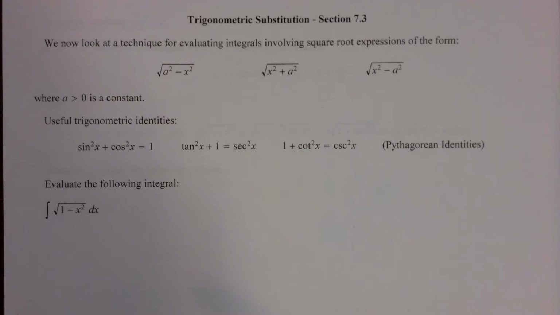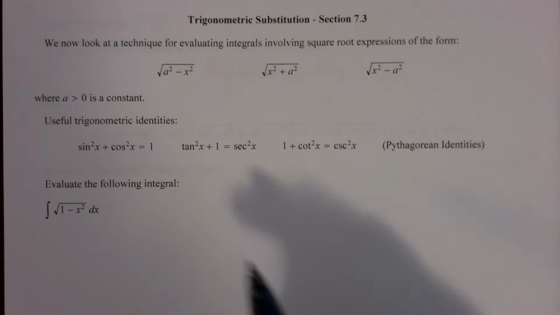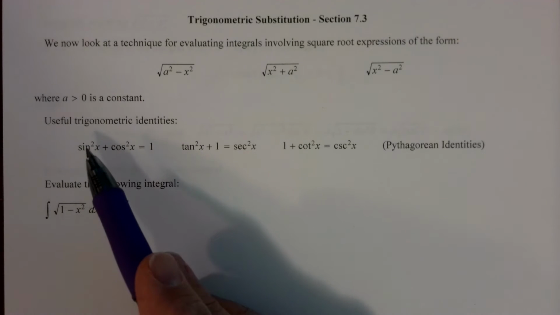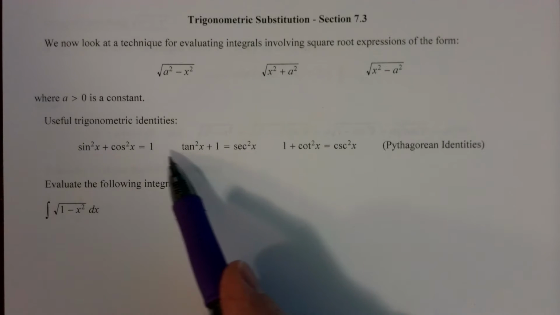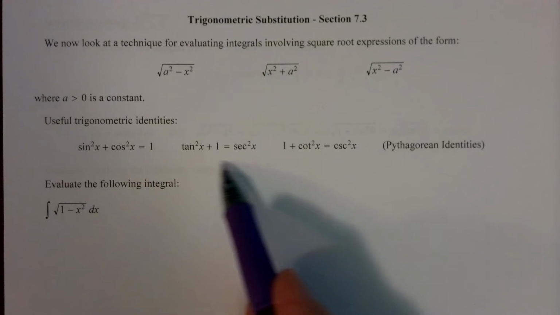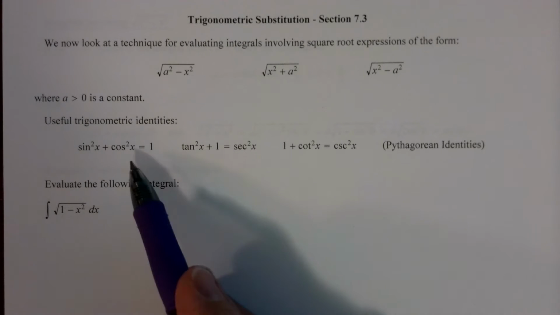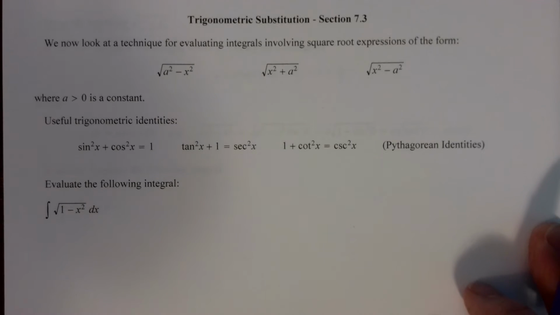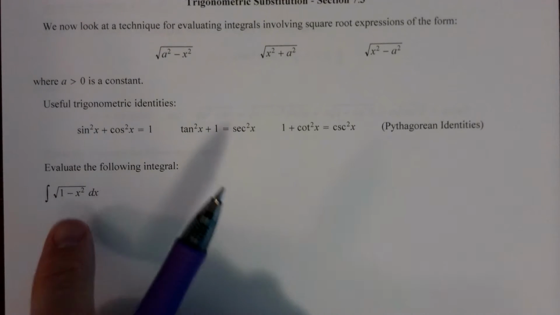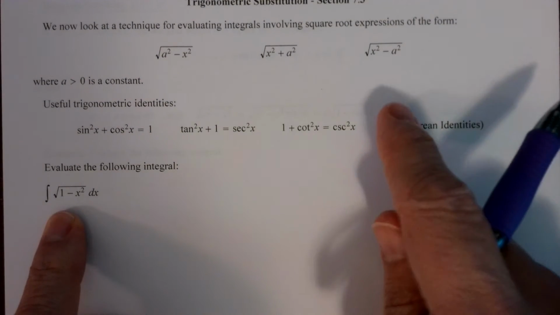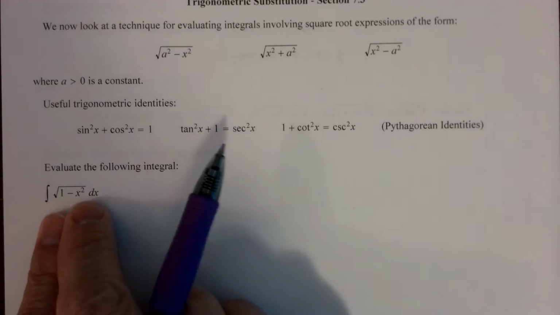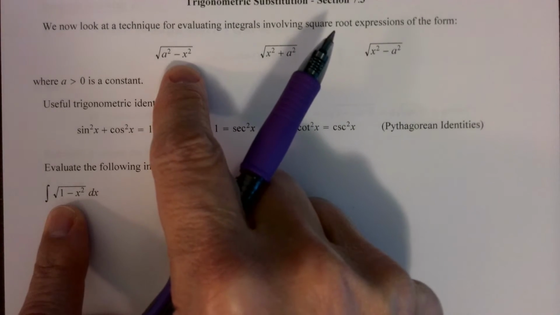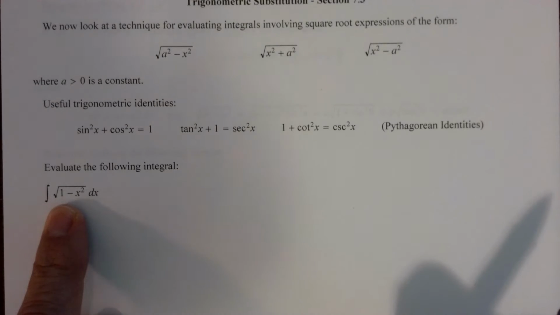find the antiderivative. But we're going to look at this technique using an introduction of trig functions, and I want to remind you of our three Pythagorean identities. The first two in particular will come into play in what we're going to do here today. So let's take a look at this first one. You can see it's an integral involving a squared minus x squared. It's this first form where a would be equal to 1 in this particular case.